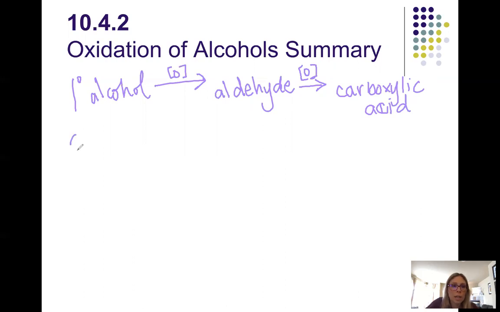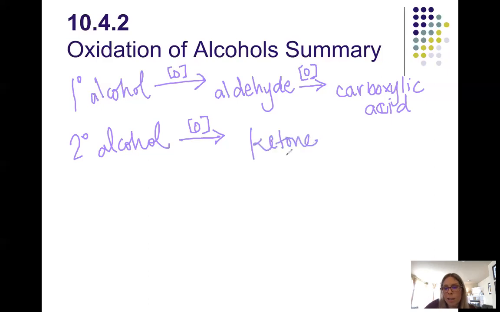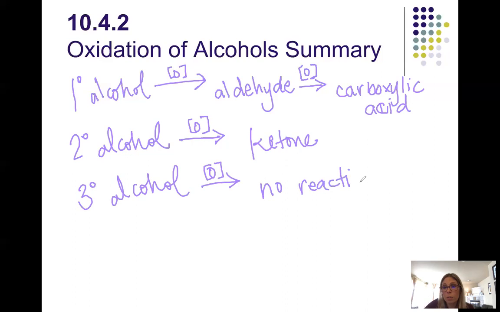For our secondary alcohols, when we oxidize that one, again, secondary alcohol means that our hydroxyl group is just somewhere in the middle of our carbon chain. It's not at a terminal one like up above here. And so this one is just going to turn into a ketone, and it's not going to do any further converting from there. Tertiary alcohols, if we expose them to an oxidizing agent, will do absolutely nothing.